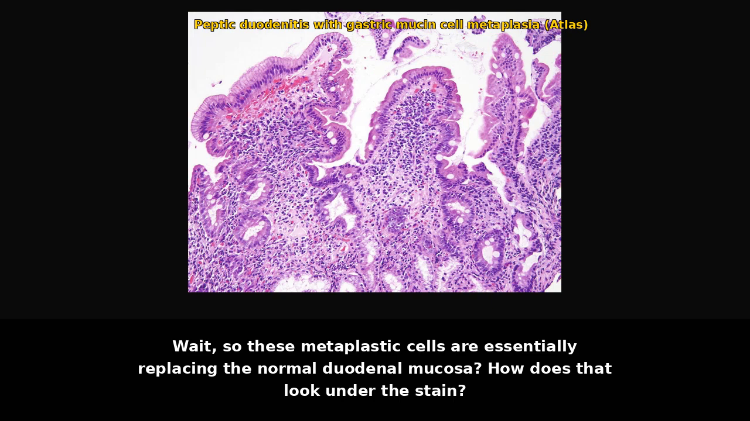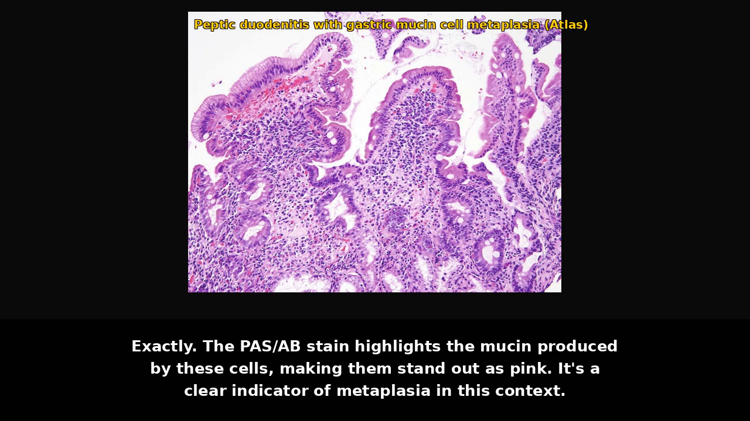Wait, so these metaplastic cells are essentially replacing the normal duodenal mucosa? How does that look under the stain? Exactly. The PAS/AB stain highlights the mucin produced by these cells, making them stand out as pink. It's a clear indicator of metaplasia in this context.